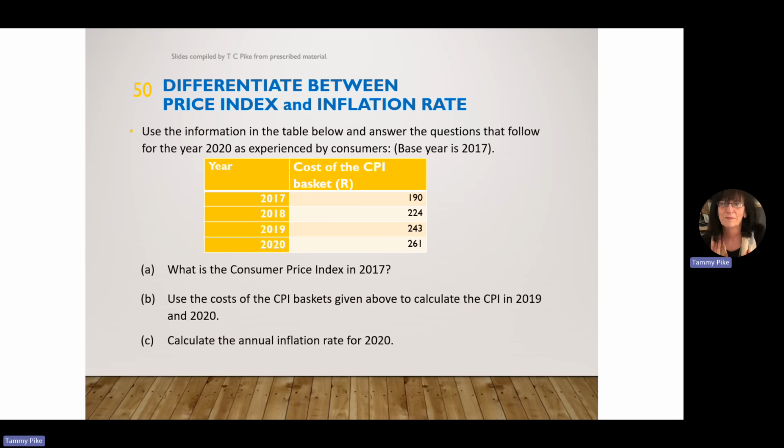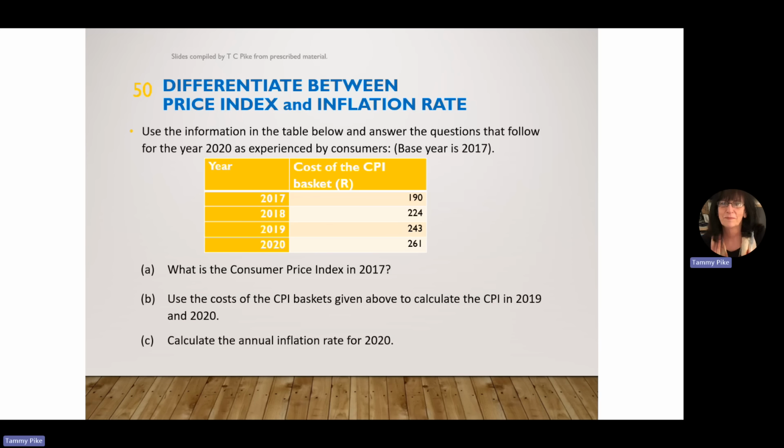What is the consumer price index in 2017? Well, you've got a clue given to you in the question. It says here the base year is 2017. And what you should know is that the CPI index for the base year is always 100. All right, so that's a fairly easy one. That one you can learn. You can learn to calculate it as well, but for now you can just learn it. In the base year, your CPI, your consumer price index, will always be 100.